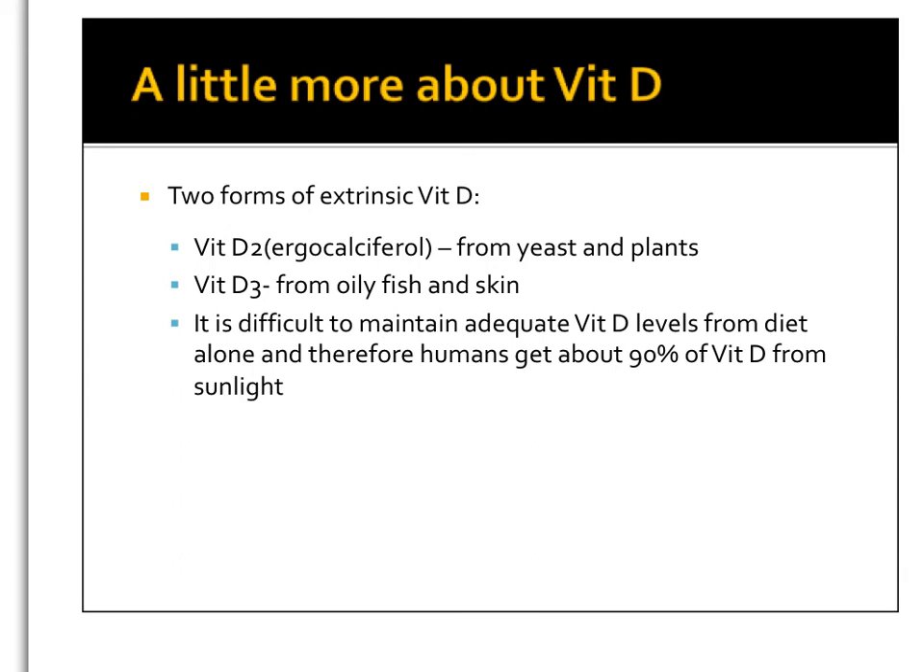Since we were talking about vitamin D, we'll give you a little bit more background information on this. There are two extrinsic forms of vitamin D: vitamin D2 and D3. It's really difficult to maintain adequate vitamin D levels from diet alone, which is why we tend to get most of it from sunlight. However, you are finding more and more now that people are vitamin D deficient, and so it's something that we need to consider as a part of a differential diagnosis.